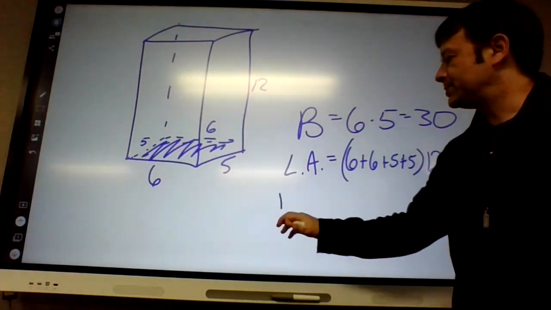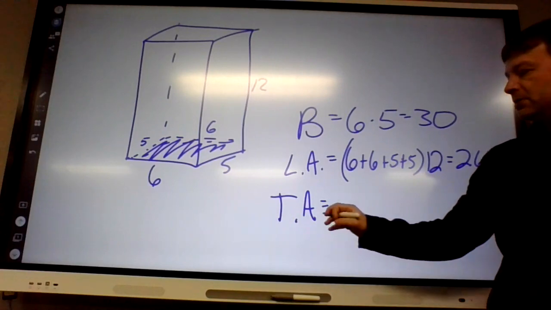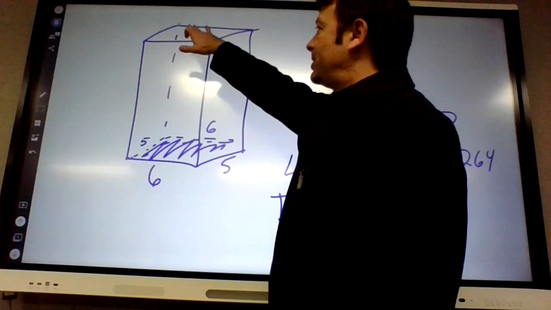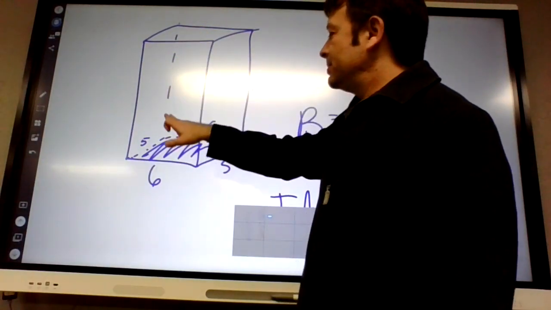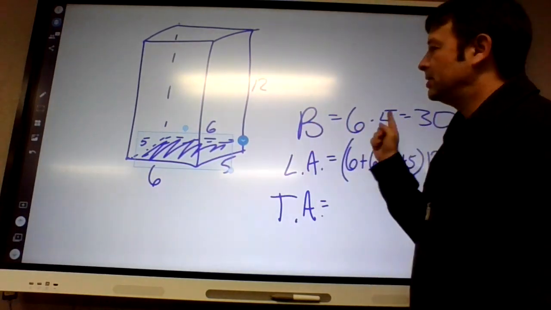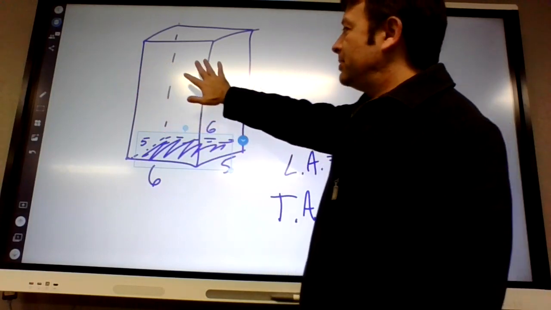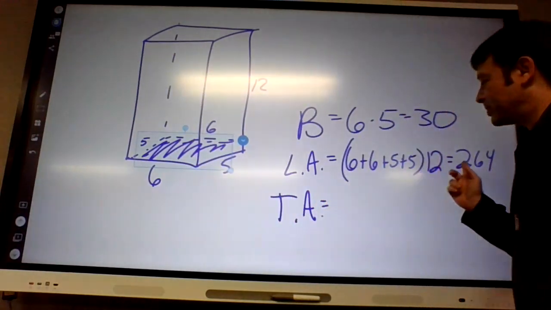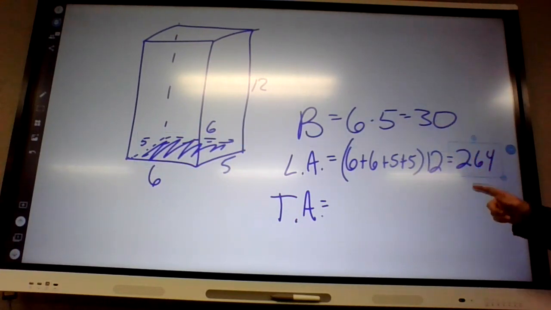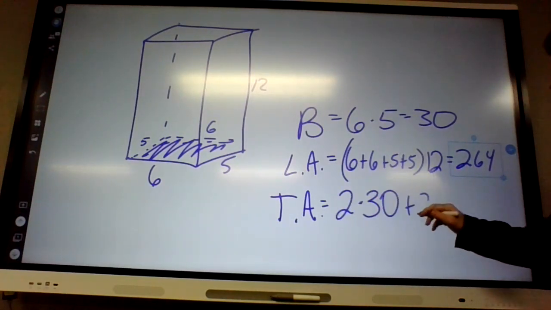Okay, what if I wanted the total area though? This is what we were doing on the last section. If you think about it, we're splitting it up into 2 parts. There's a base on top, a base on bottom, so 2 of these. And then there's the middle part, which they call the lateral area. And that's this part. So 2 of these plus this would give you the total. So 2 times 30 plus 264.